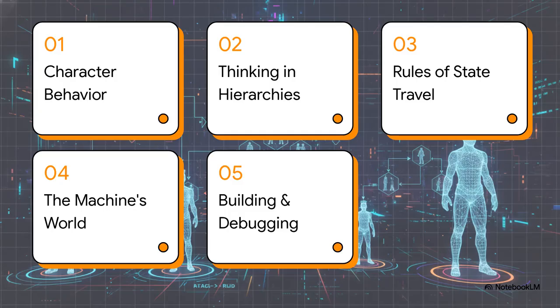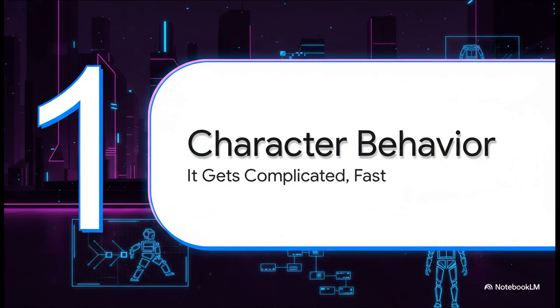So here's the game plan. We'll start with the huge problem that every developer runs into. Then we'll get into the brilliant solution, thinking in hierarchies. We'll see how characters travel between these different states, how this brain talks to the rest of the game world, and finally, some real-world advice on how these things are actually built and debugged. All right, let's dive right in.